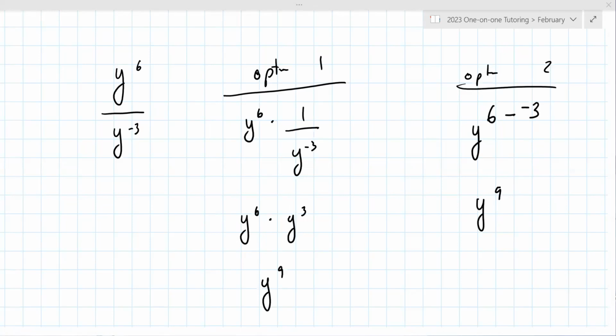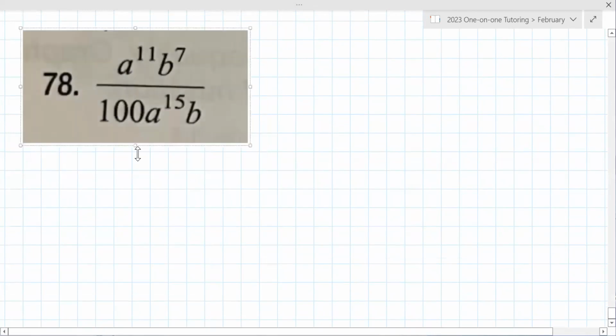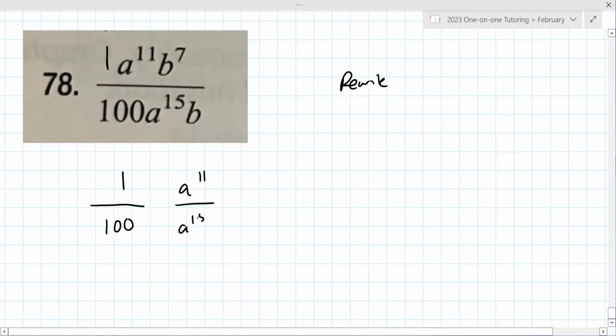Okay, let's do 78. We kind of already did one like this. No, sorry, we've not done one like this. I was looking ahead at 80. So 78. Again, there's a rewrite step here to organize it. I'm going to add a 1 here in front. It's 1 over 100, a to the 11th, a to the 15th, b to the 7th, b to the 1st.